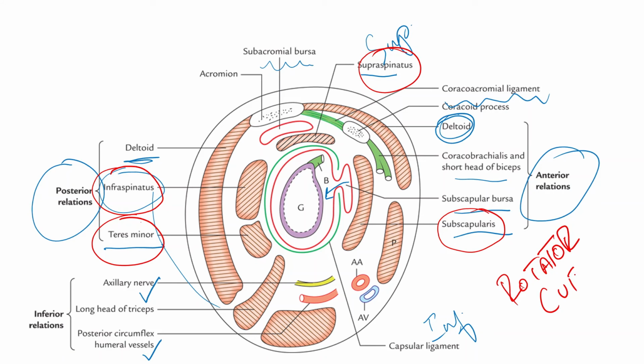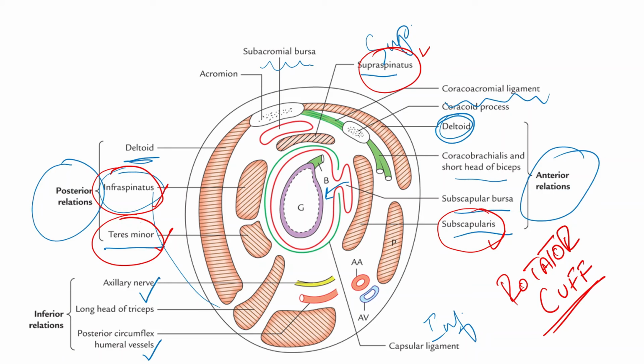So from the anterior side, it is the subscapularis. From the posterior side, it is the two muscles, that is infraspinatus and the teres minor, and the supraspinatus from above. These four muscles mainly strengthen up the fibrous capsule and strengthen the joint, hence called the rotator cuff.